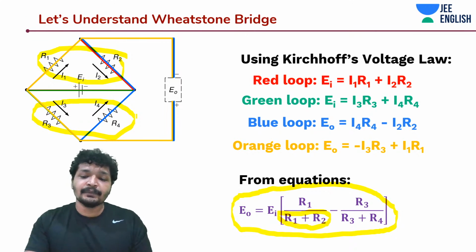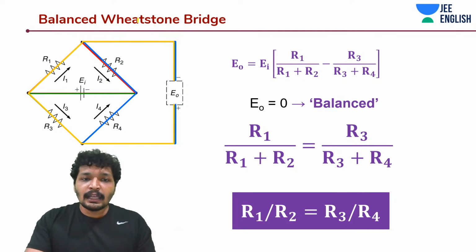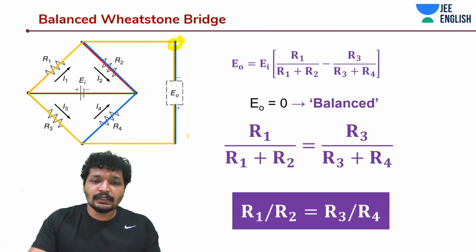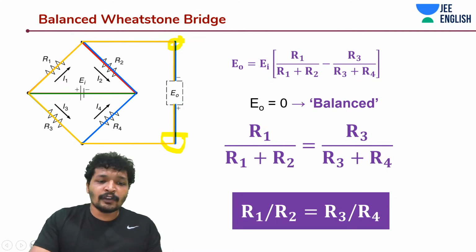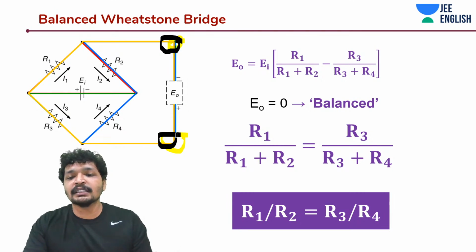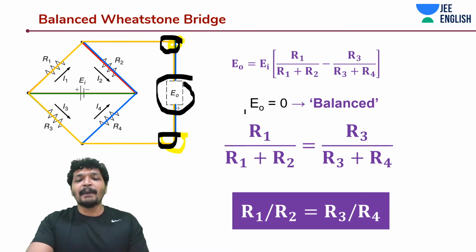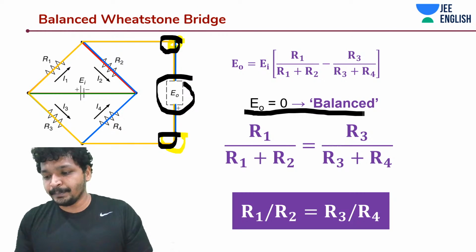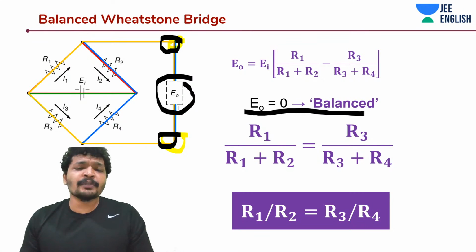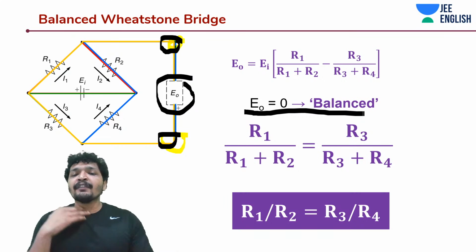Now that being said, if I told you E naught is 0, that means the voltage across these nodes is 0, that means it's a balanced Wheatstone bridge, the one that you have been reading forever. Easy. If I make this E naught 0, it's a balanced Wheatstone bridge. What do I mean by balanced Wheatstone bridge? What is this equation going to be useful for? Balanced Wheatstone bridge is where we are going to play around.